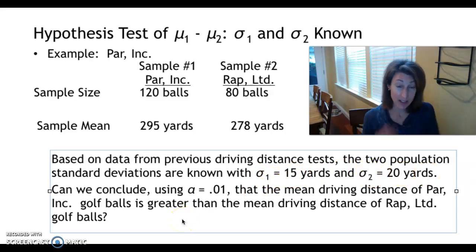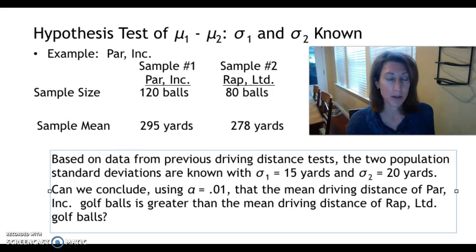So the hypothesis test that we want to do is, can we conclude, using an alpha level, a significance level of 0.01, that the mean, the average driving distance of Par golf balls is greater than the mean of Wrap. So we're comparing how good these golf balls are in terms of how far they go in yards. Something that really might be happening or we want to do.